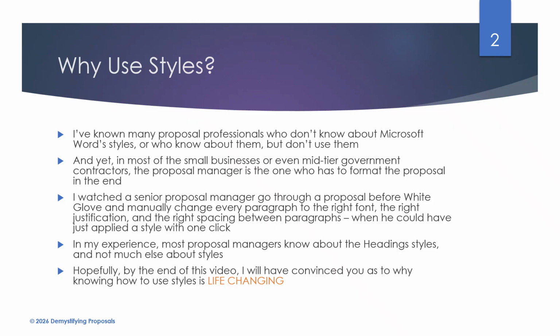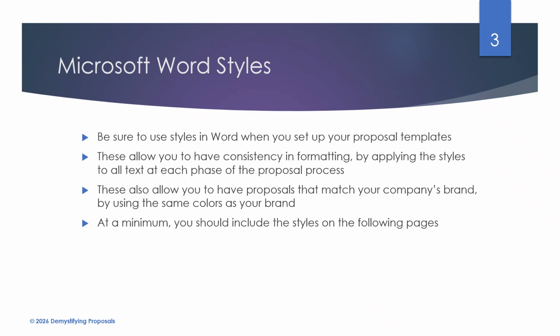And hopefully, by the end of this video, I will have convinced you as to why knowing how to use styles can be life-changing. So once I've convinced you that Microsoft Word styles are the right thing for you, I want you to be sure to use styles in Word when you set up your proposal templates. These allow you to have consistency in formatting by applying the styles to text at each phase of the proposal process, not just at the end when you're trying to get to page count and all of the other things, but also along the way when you're doing pink team and red team and gold team. And they help you make the proposal look consistent, which can help with distractions from the reviewers of the proposals. So just something to keep in mind.